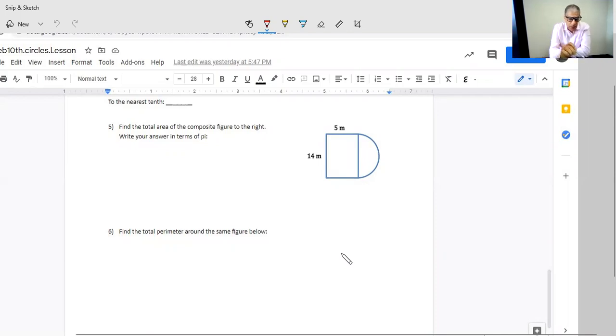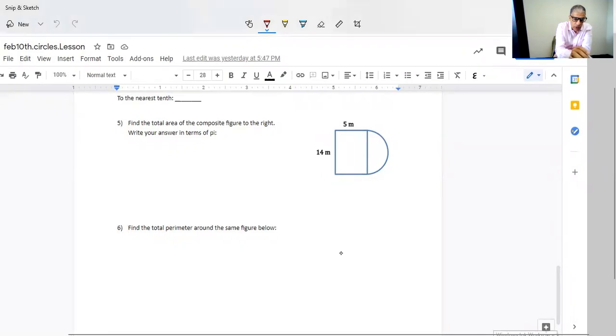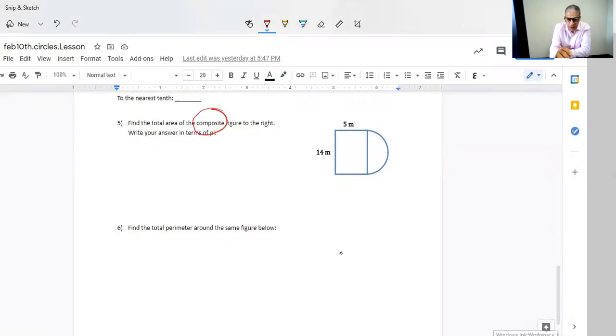So this is a composite shape, composite figure. Why do we call it composite? Composite means it's composed of more than one shape. And if you look at it, there is a rectangle and there is a part of a circle, okay? So it's composed of a rectangular shape and a circle shape, okay? So that's why it's composite. It's composed of 2 things, okay?